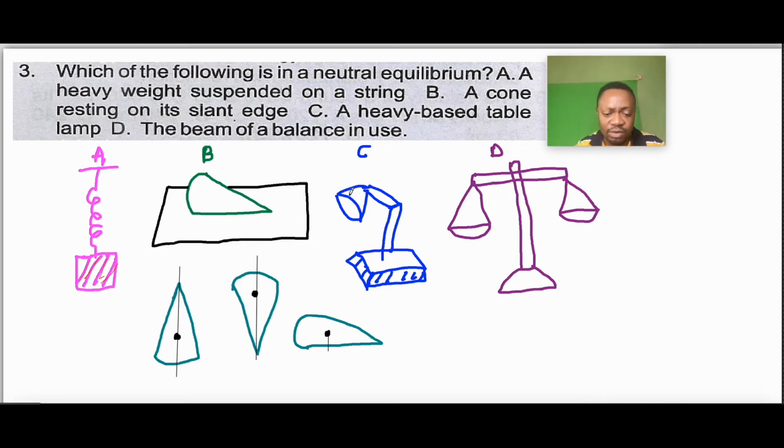All right, so the concept that we need to look at is we are told that one of these options is a neutral equilibrium, and neutral equilibrium is just one out of the 3 states of equilibrium. We are going to first of all take a look at the 3 states, then we can identify which states each of the options belong to.